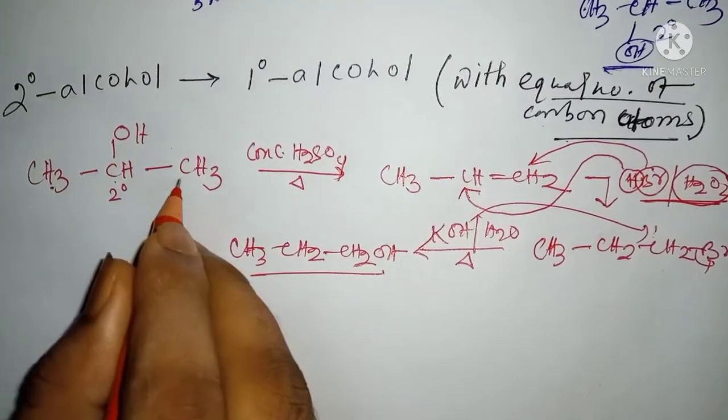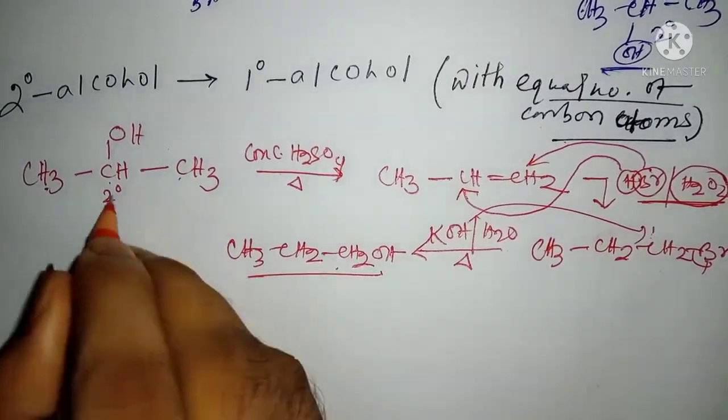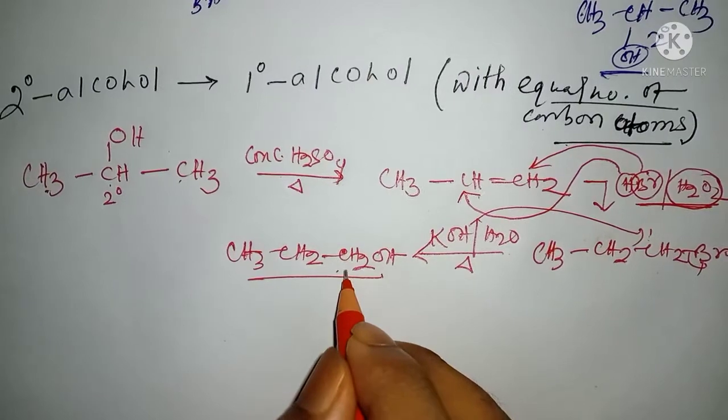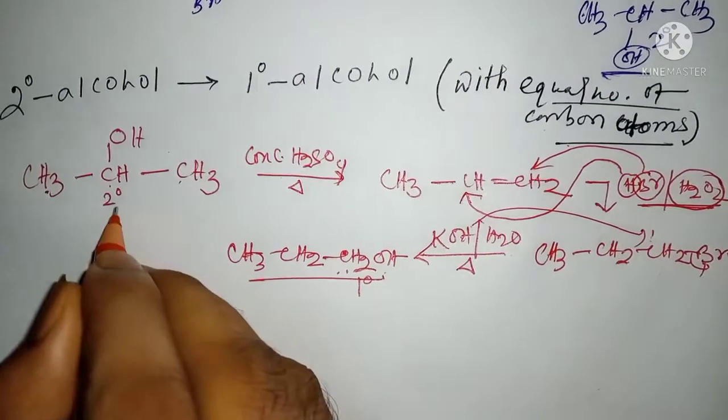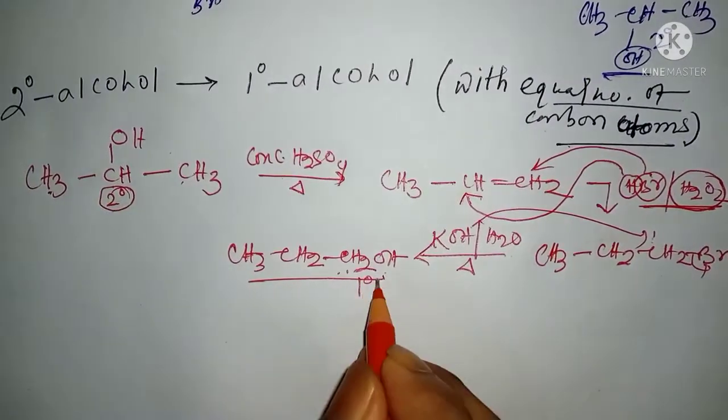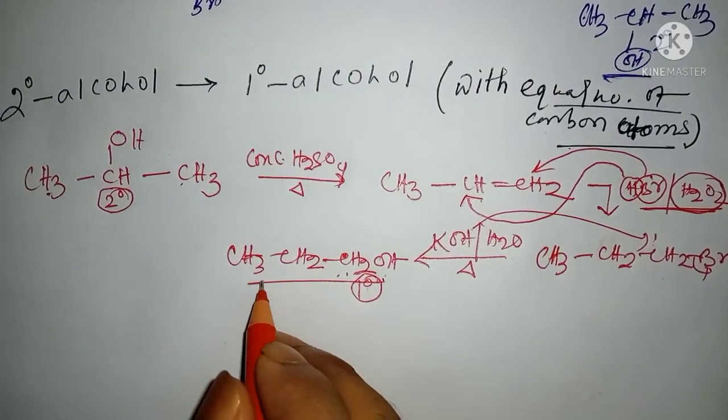There are 3 carbon atoms here and 3 carbon atoms there. This is a 2 degree carbon and this carbon is 1 degree. So this is a 1 degree alcohol and this is a 2 degree alcohol. So 2 degree alcohol is converted to 1 degree alcohol, and the carbon numbers are equal.